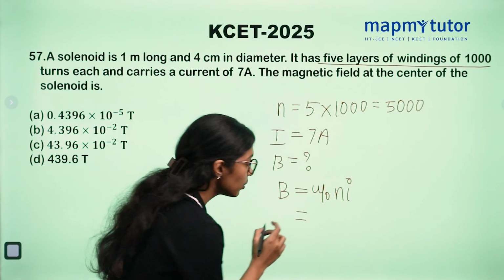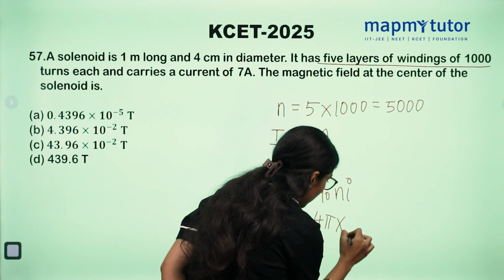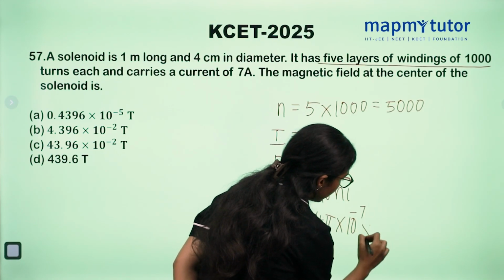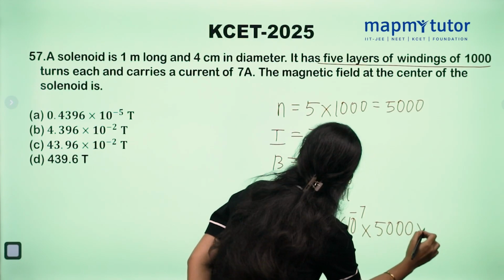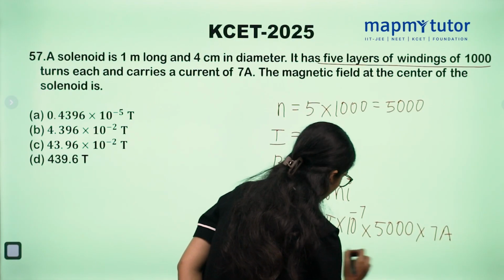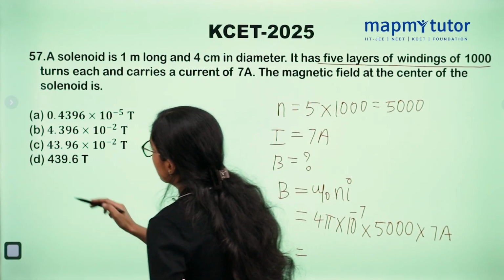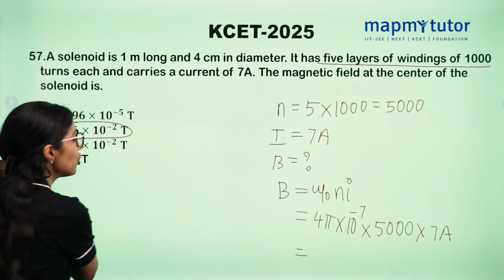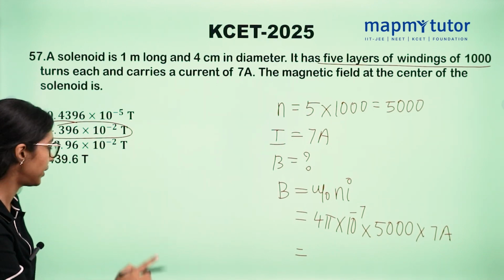What is mu naught value? 4 pi into 10 to the power minus 7, ma'am. Then 5000, then I. Solve it. You will get the answer as option B. I am not doing the basic calculation. You can do it. Pause the video. Do it.